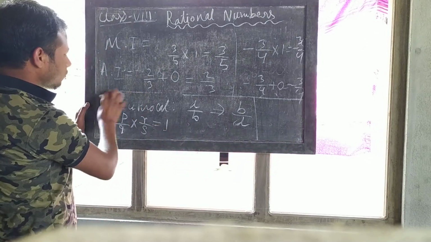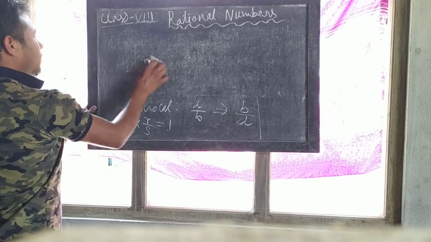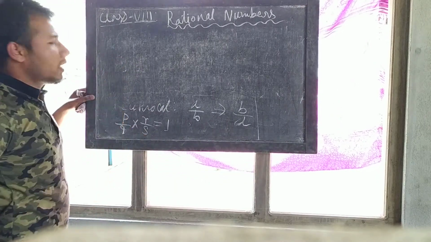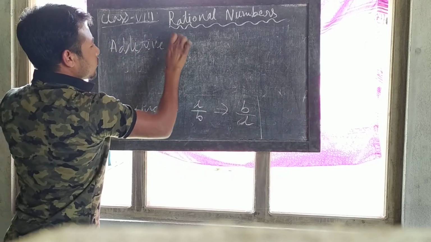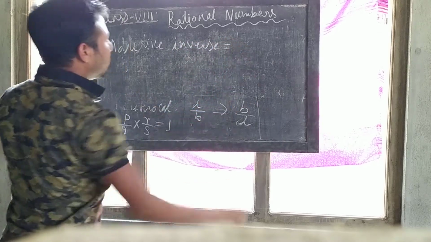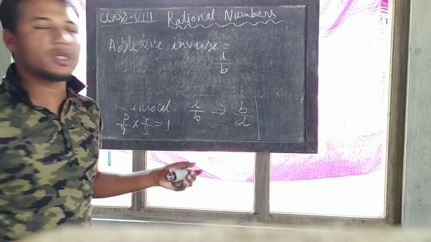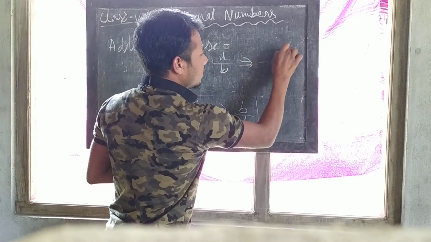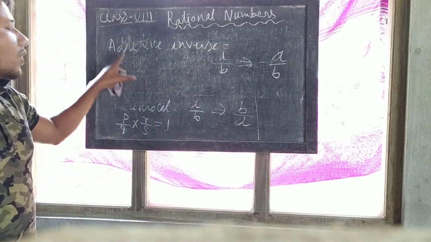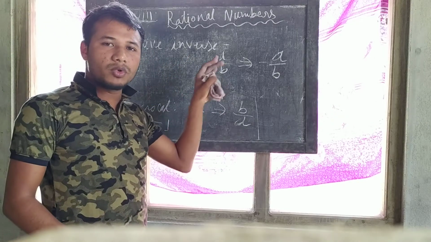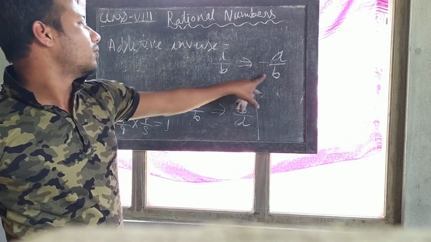Now see, negative or additive inverse. Additive inverse means, suppose A by B is any rational number, its additive inverse will be its negative, minus A by B. Also, we have seen in case of integers, the negative or additive inverse of any number is just putting the sign before it. Similarly, the additive inverse of minus A by B will be A by B.